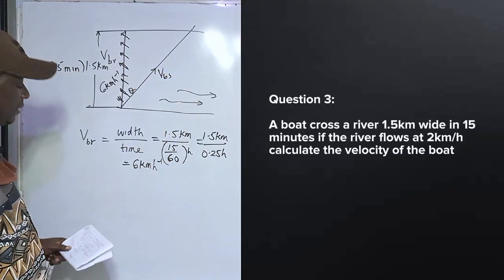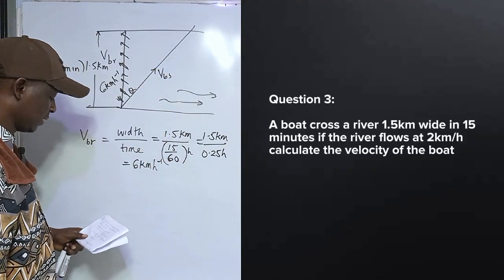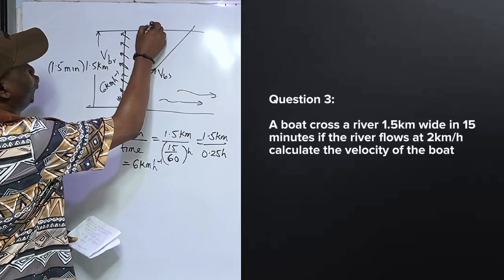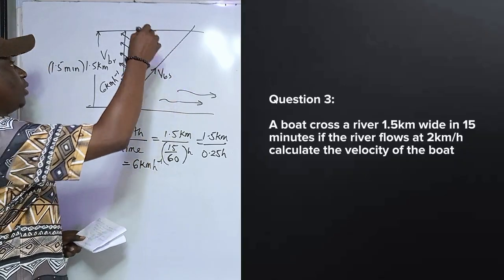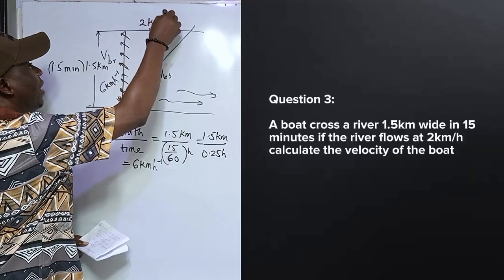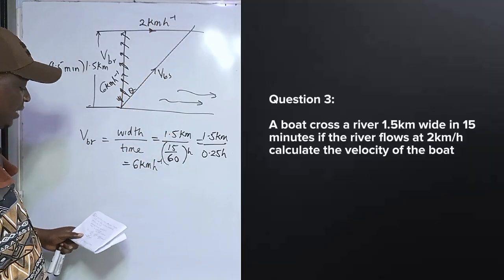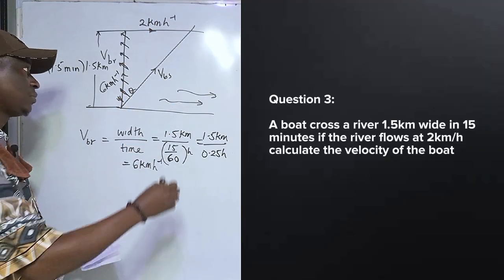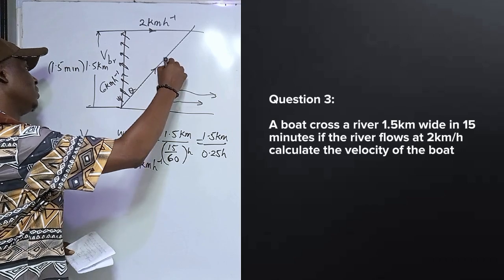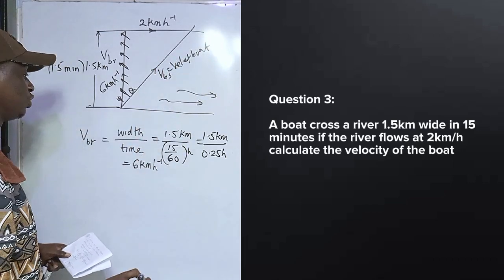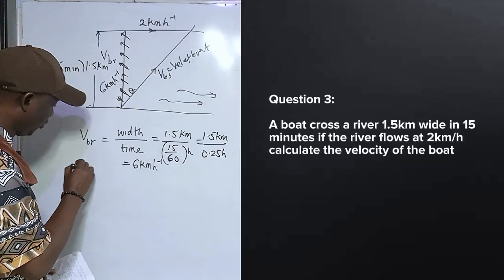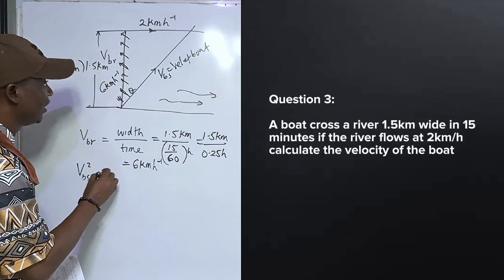What do they say? If the river flows, this is the current direction, the river flow direction, at 2 kilometer per hour. Calculate the velocity of the boat. This is the actual velocity of the boat, the velocity of the boat now relative to the shore.